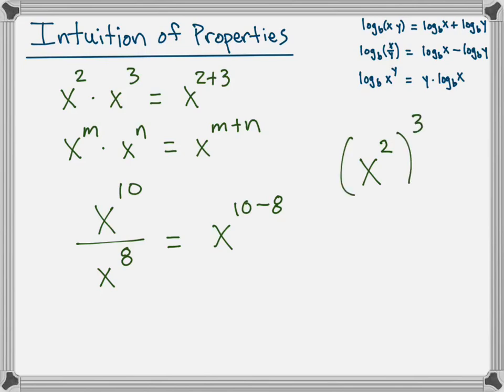So if I raise a power to a power, whenever I do that, I multiply those powers together. So this would give me x to the 6th power. So I end up multiplying these two numbers together.